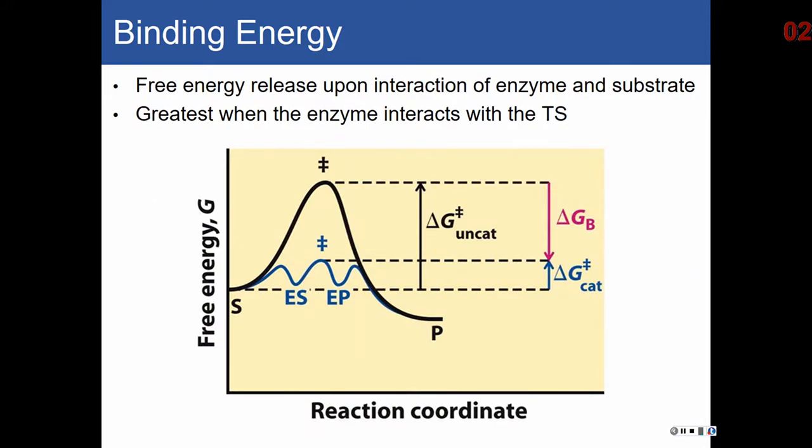And then the last reminder is that your binding energy, again, is the free energy released upon interaction between the enzyme and the substrate. And it's greatest when the enzyme interacts with the transition state. So TS is transition state. So remember, you have your substrate and you have your product, and then you've got your delta G double dagger. And that is what's changing based on your enzyme, and your enzyme is lowering the transition state. And so if your enzyme interacts with that transition state, you actually get a very good interaction. And that's the greatest when you're actually interacting with the transition state.